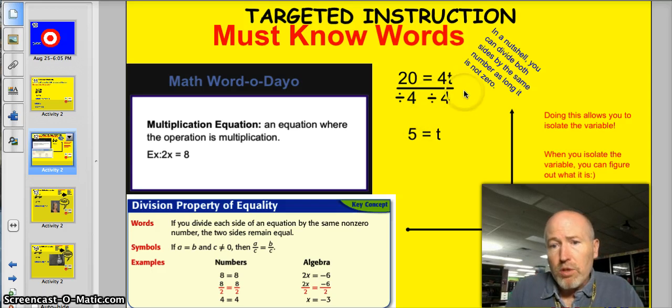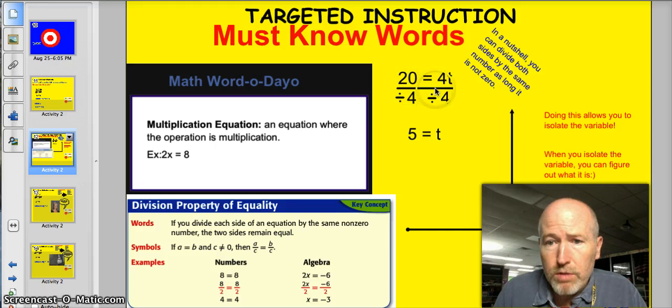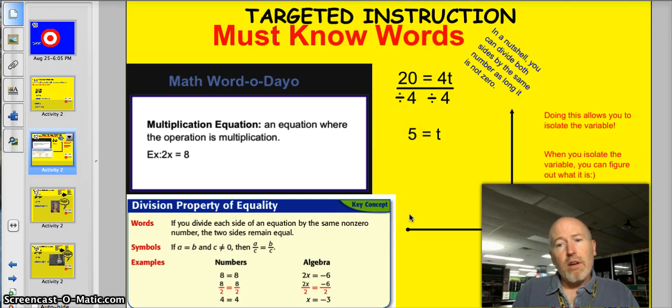All right, so take a look at what I did here. We had 20 equals 4t. I divided both sides by 4, which the division property of equality lets me do. 4t divided by 4 is just 1t, or t. 20 divided by 4 is 5. And that's all there is. I told you these were going to be simple.